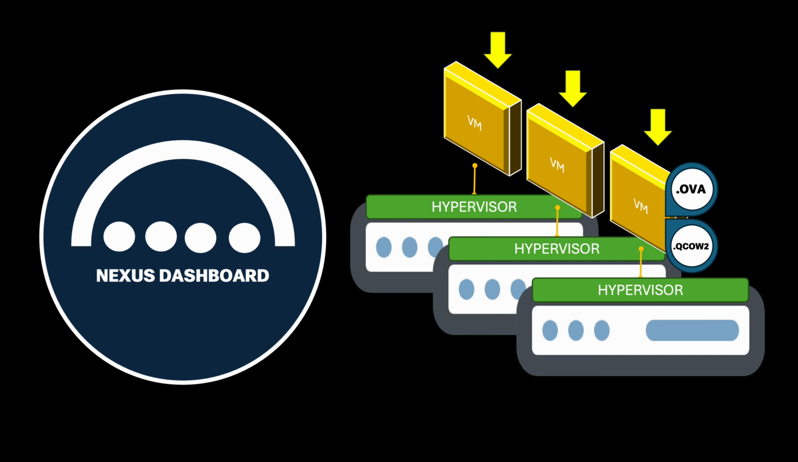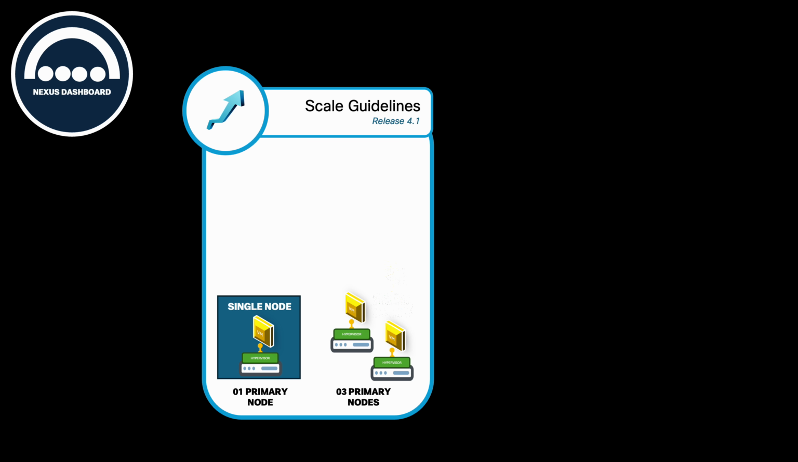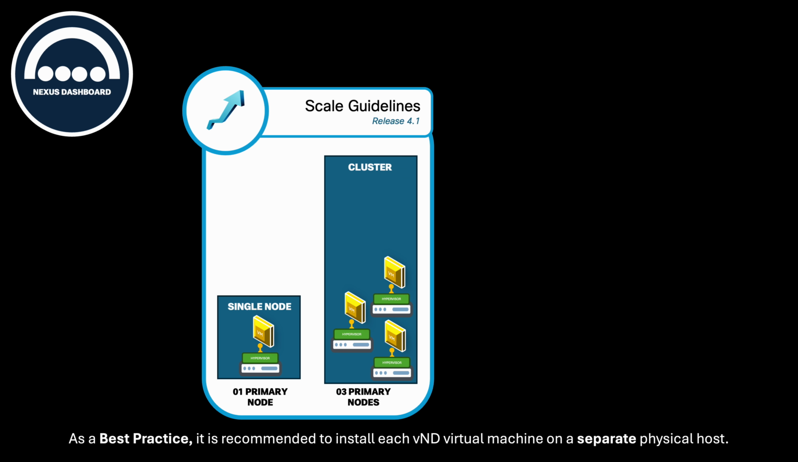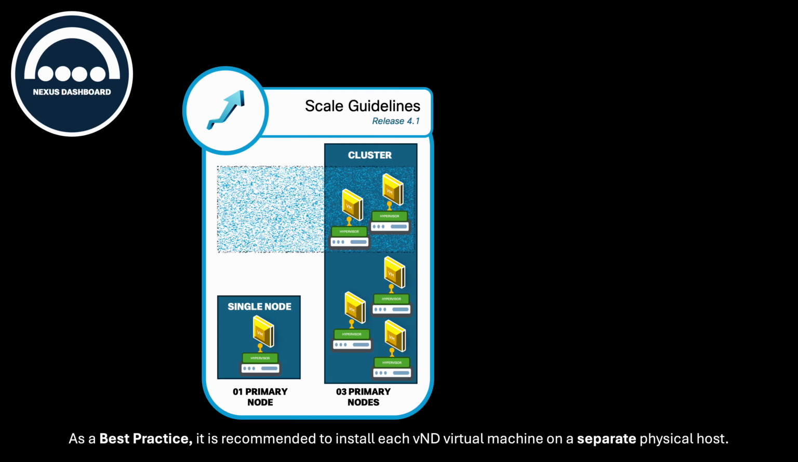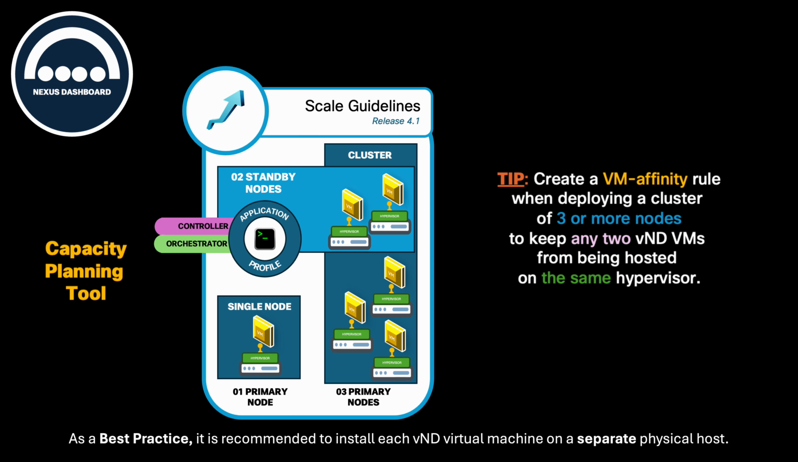Virtual appliance. The virtual form factor allows you to deploy a Nexus Dashboard cluster using VMware ESX with OVA files or Red Hat Enterprise Linux KVM using a QCOW2 file. In this video, we will work with an OVA file. Scale guidelines. A basic deployment consists of 1 or 3 primary nodes, which are required for the cluster to come up. For virtual cluster, up to 2 standby nodes are also supported, but only with a 3-node app profile for a controller-only or orchestration-only deployment. Remember to use the Nexus Dashboard capacity planning tool that we saw in a previous video to correctly define the cluster size.